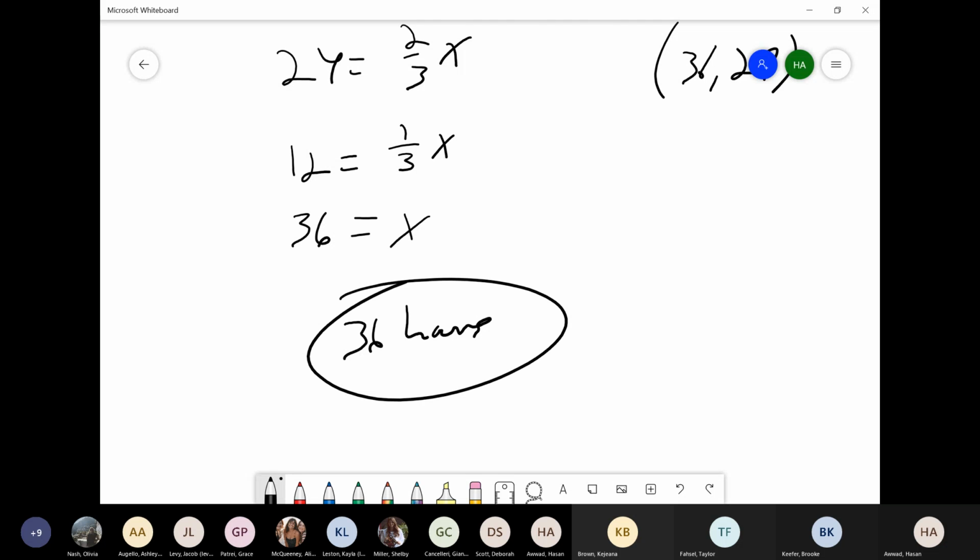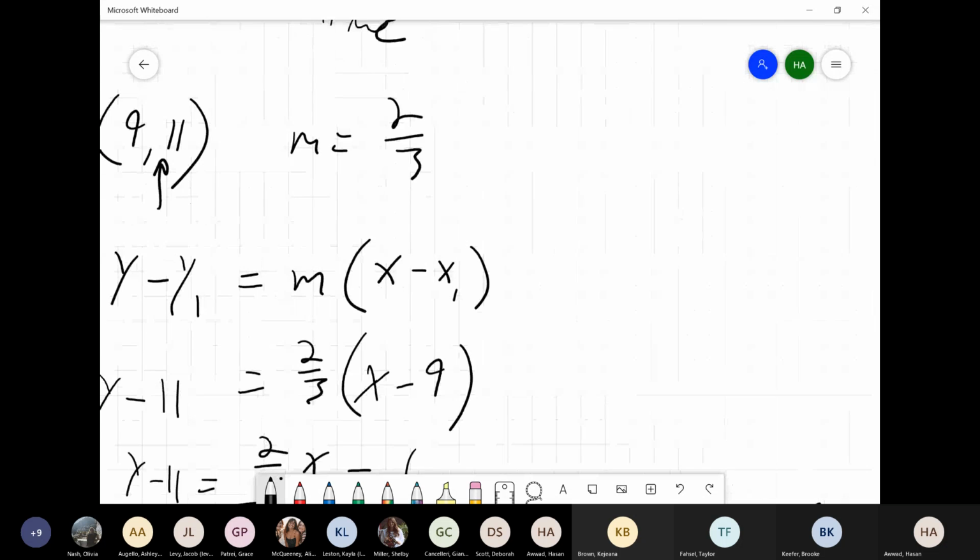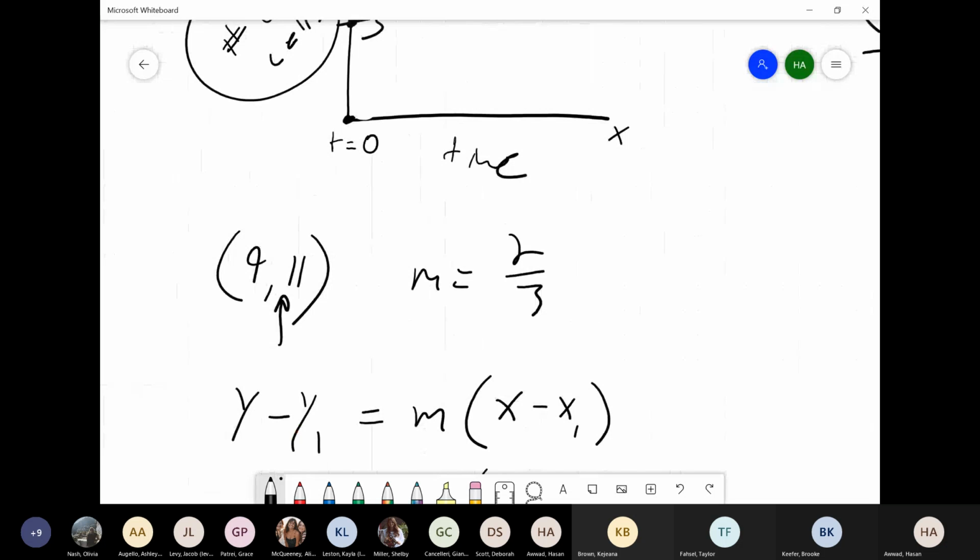So 36 hours is how long it takes from the beginning of the experiment to reach 29 cells. So let's go ahead and recap this really quickly because I know that was a lot. Word problems are generally a little bit more confusing than just plug and chug.